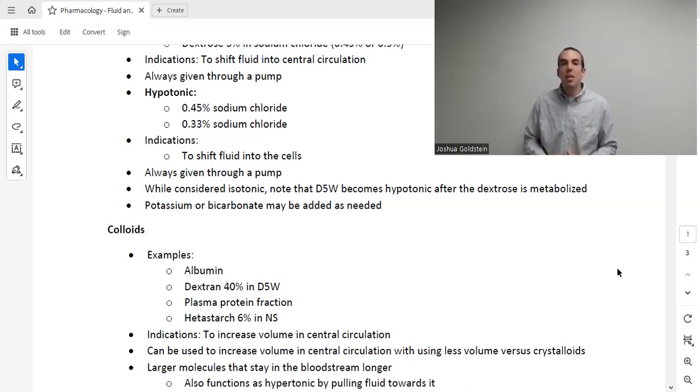Because these are larger molecules, if you remember from basic chemistry, larger molecules have that attracting force. So not only is it going to stay in the bloodstream longer, it's actually going to pull a little bit of volume into the bloodstream from the cells. So it acts a little bit like a hypertonic solution. This is called a positive oncotic pressure. If you ever see that term, oncotic pressure is where a larger molecule is pulling something towards it. That's one example of it.